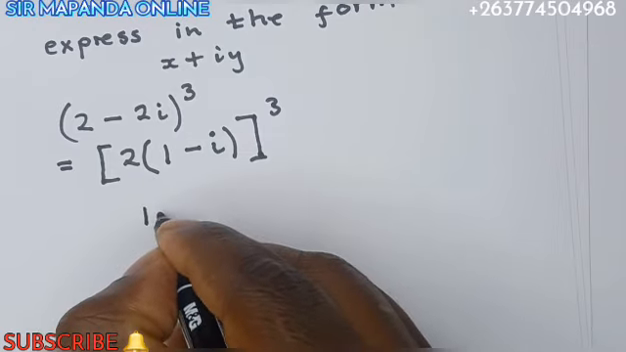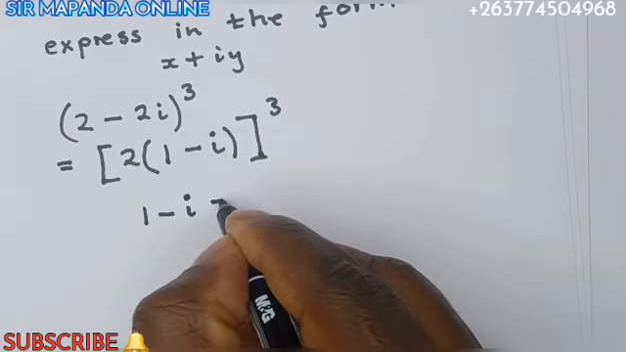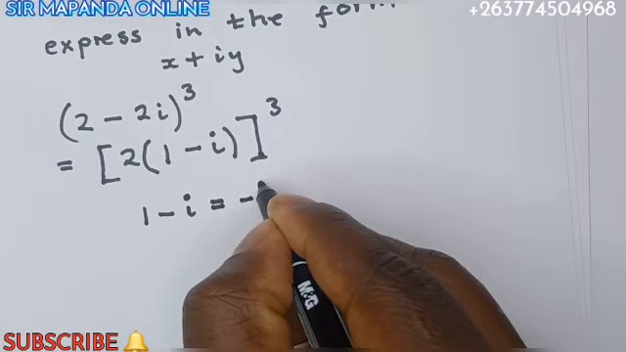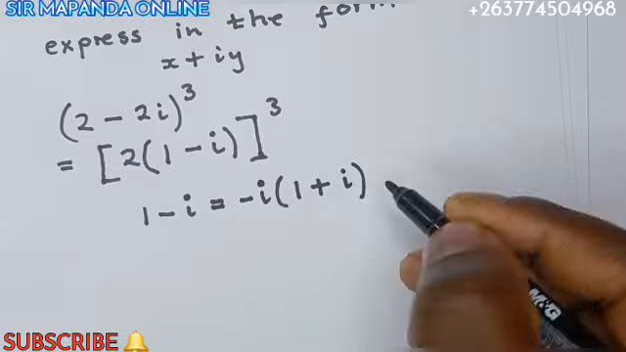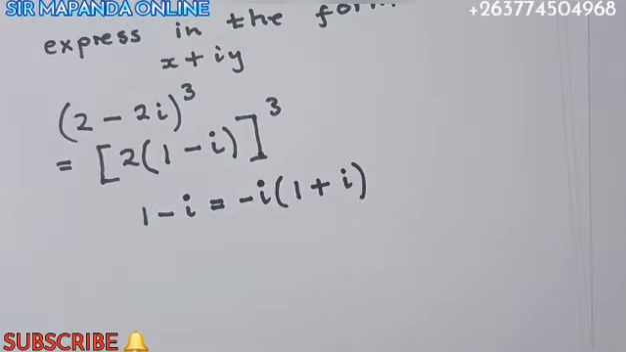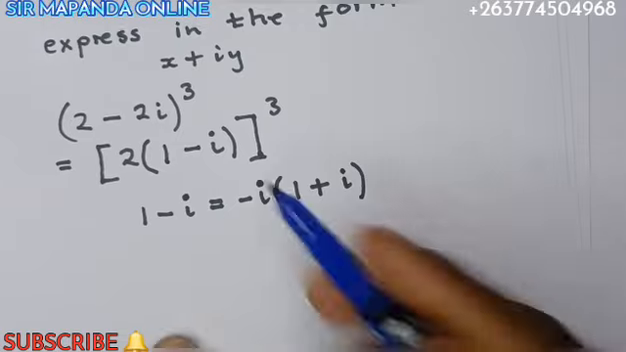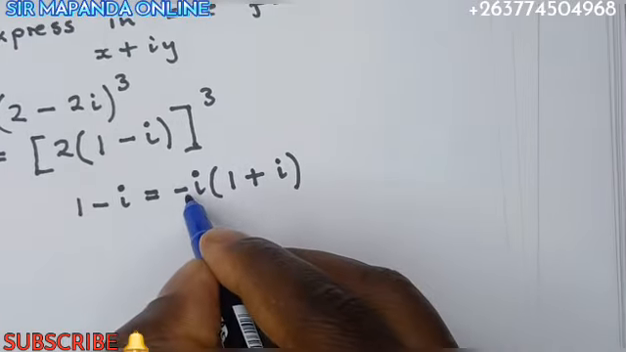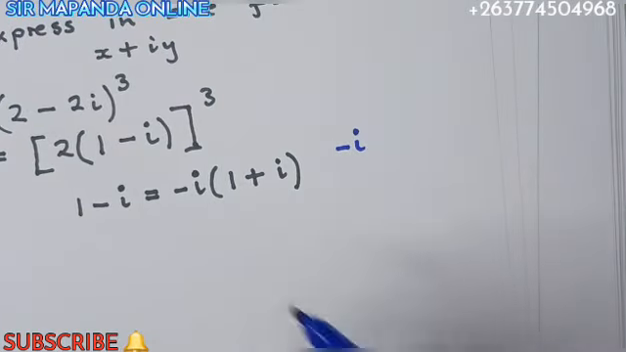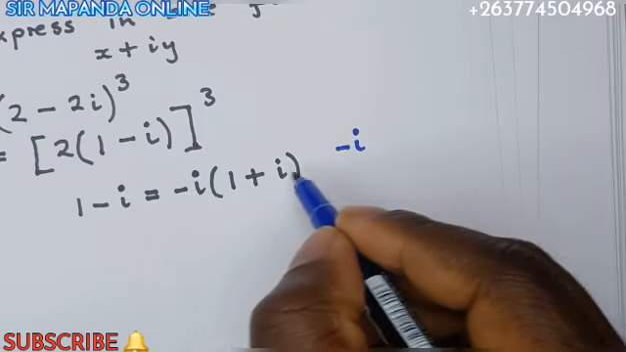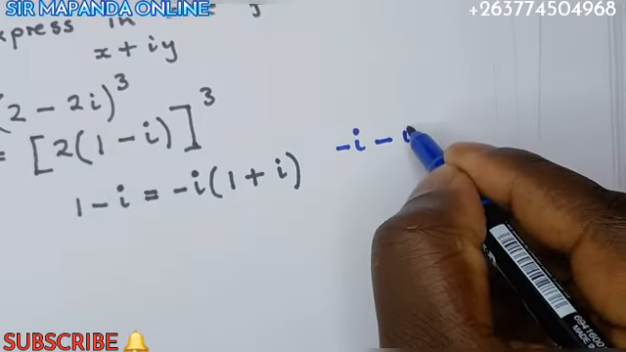For 1 − i to be a common bracket with 1 + i, you factor out −i so that you get 1 + i. In simple terms, we are saying 1 − i is equivalent to −i(1 + i). I hope you are following. This can be tested. Let's say you want to expand this bracket. −i times 1, you get −i, right? Then −i times i, you get −i².